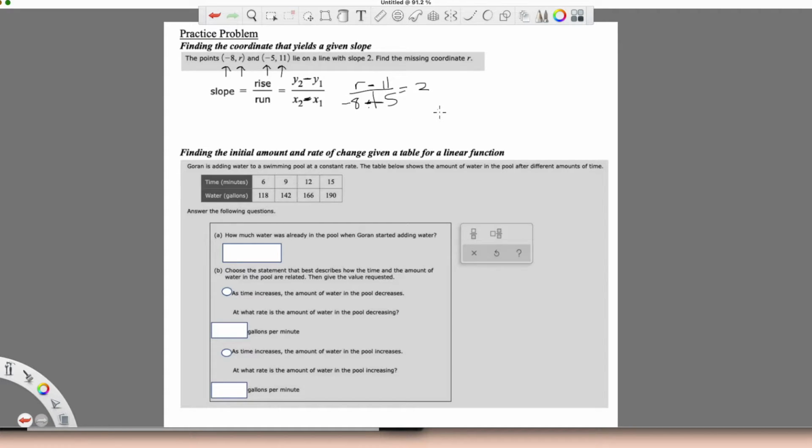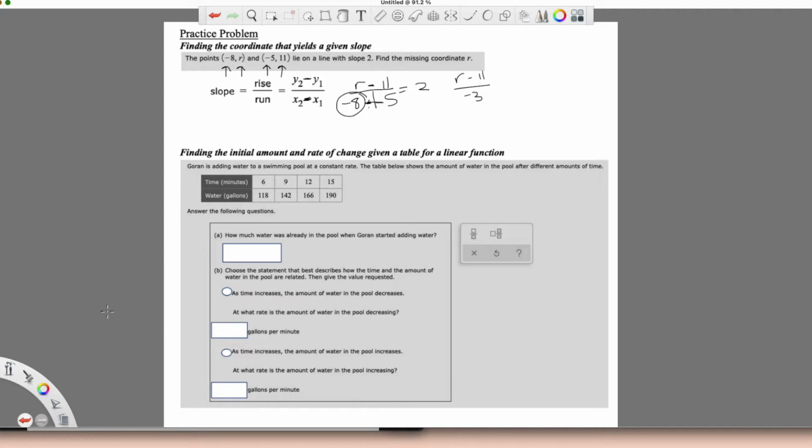All right. So now I'm going to start to simplify. So I have r minus 11 over -8 plus 5. We can think of this as 8 minus 5, which is 3. And then we can just go back and say, which one is more, 8 or 5? Well, 8 was more, and it's negative, so it's -3.